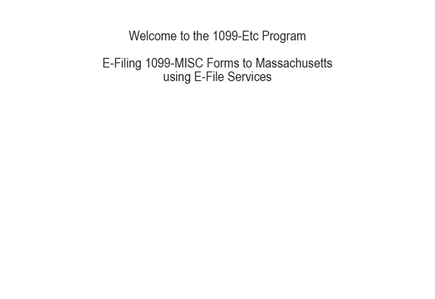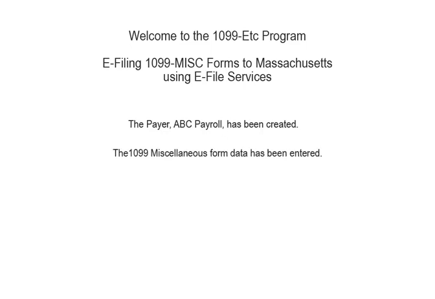This tutorial covers e-filing the 1099 miscellaneous forms to Massachusetts using e-file services. Only the 1099 miscellaneous form can be e-filed to the state using e-file services. To begin, the pair ABC payroll has been created, and the 1099 miscellaneous form data has been entered.